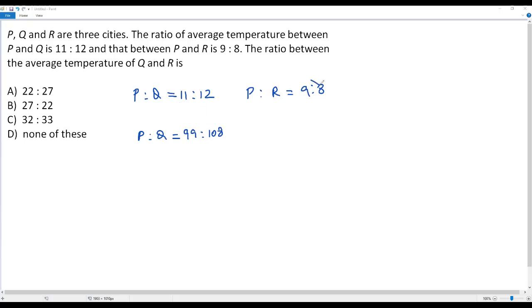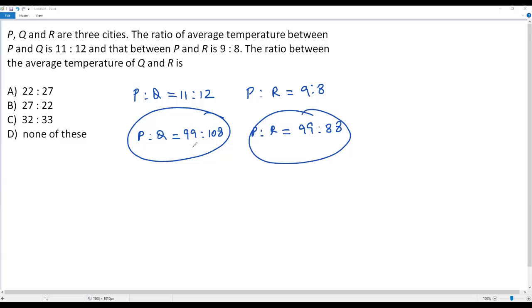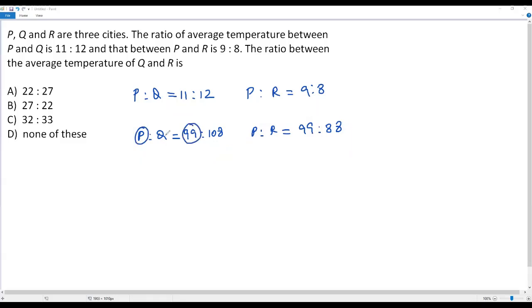So the same work we have to do over here in the second ratio, that is P to R. Okay, now to get 99 over here, I have to multiply both the terms of the ratio by 11. When I multiply this 9 by 11, I'm getting 99. When I multiply this 8 by 11, I'm getting 88. Okay, now just look at the numbers corresponding to P in these two ratios. In the first ratio, 99 is the number corresponding to P. In the second ratio, 99 is the number corresponding to P. In both the ratios, we got the same number corresponding to P.